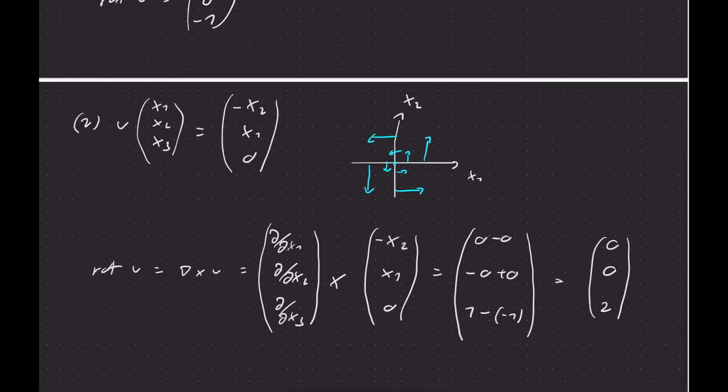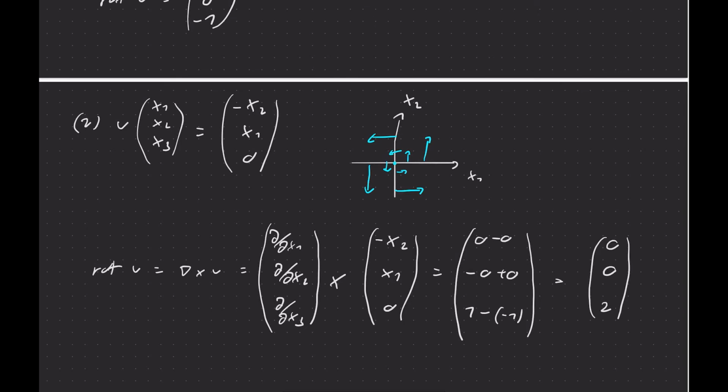Yeah, and again, remember, this is just a convenient formalism. We did not really specify operations like this, but it's probably a good idea to remember it in that way if you know what the cross product does, and you probably know. Okay, so that's how you compute the rotation of a vector field.